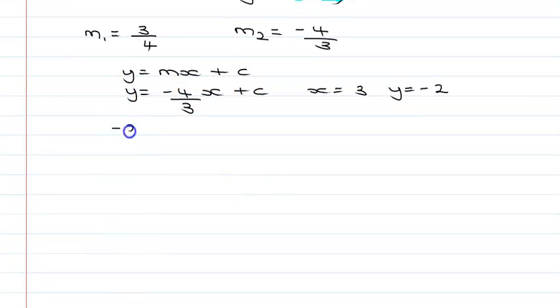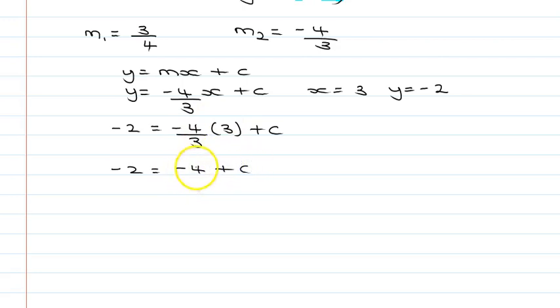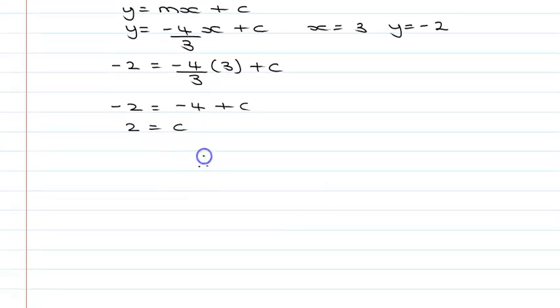So negative 2 equals negative 4/3 multiplied by 3 plus c. Negative 4 times 3 is negative 12/3, which is just negative 4, plus c. Then finally adding that 4 over to the other side gives us the value that c equals 2. Therefore, the equation of our perpendicular line is y equals negative 4/3 x plus 2.